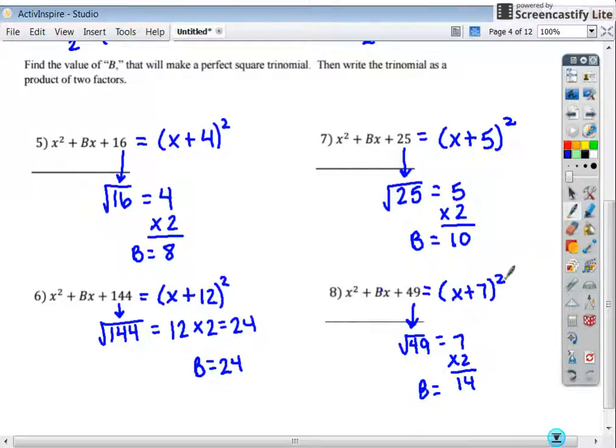Now, on all these problems for 5 through 8, you could also technically have a negative right here, and then this would be a minus 8. So this could be a minus 12 here, and then a negative 24 for your b there. So really it could be plus or minus on these numbers here, and so on.